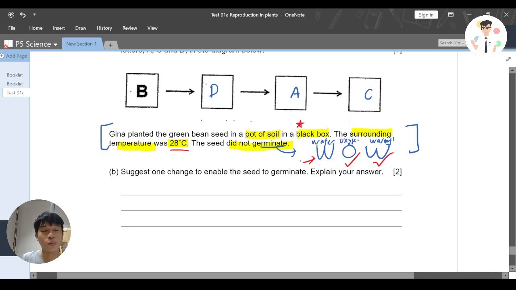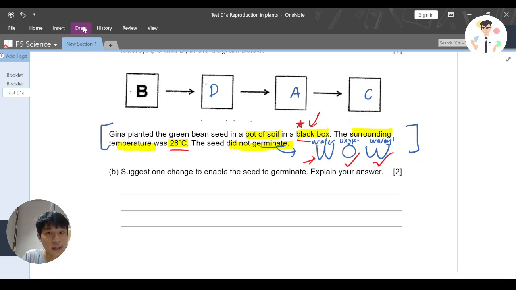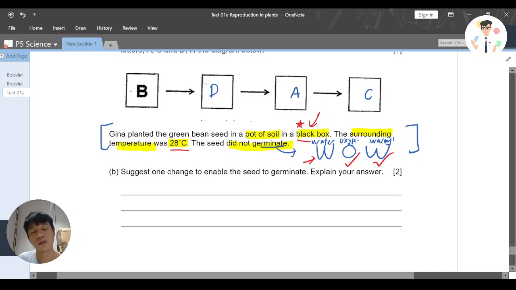A lot of you will probably be tricked by the word black. Then you say, oh, there's no light, you're supposed to put it under the sun, and this will enable the seed to germinate. It's very tricky and a lot of people write this because of the word black, and you feel it needs light. But again, WOW: for seeds to germinate, light is not required. If it has it, it's good; without it, it's also fine. But here, what is not being mentioned is the word water.